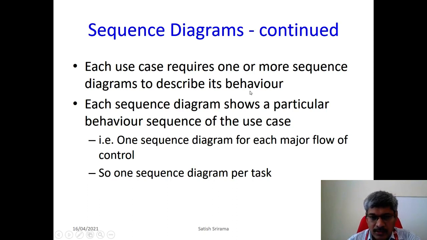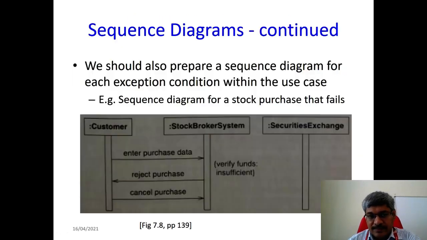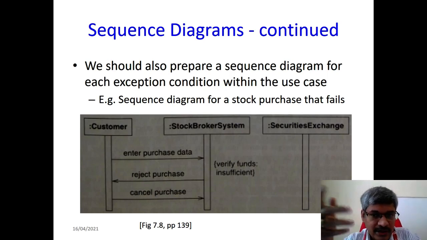So that's about sequence diagrams. We should also prepare a sequence diagram for each exception condition within the use case. While seeing the use case descriptions, we saw that use cases have certain message exchanges, and they also have these sorts of abnormal conditions. So we have seen exceptional conditions while discussing the use cases.